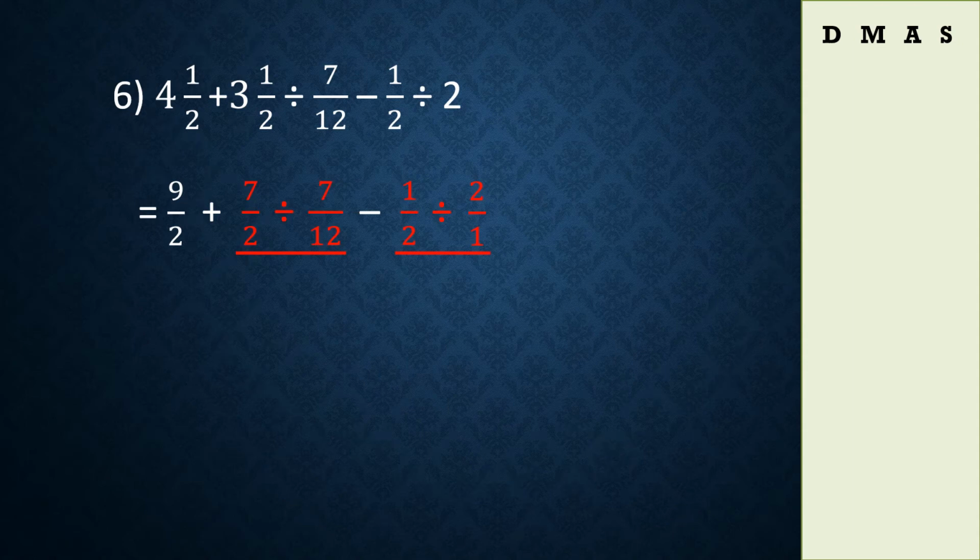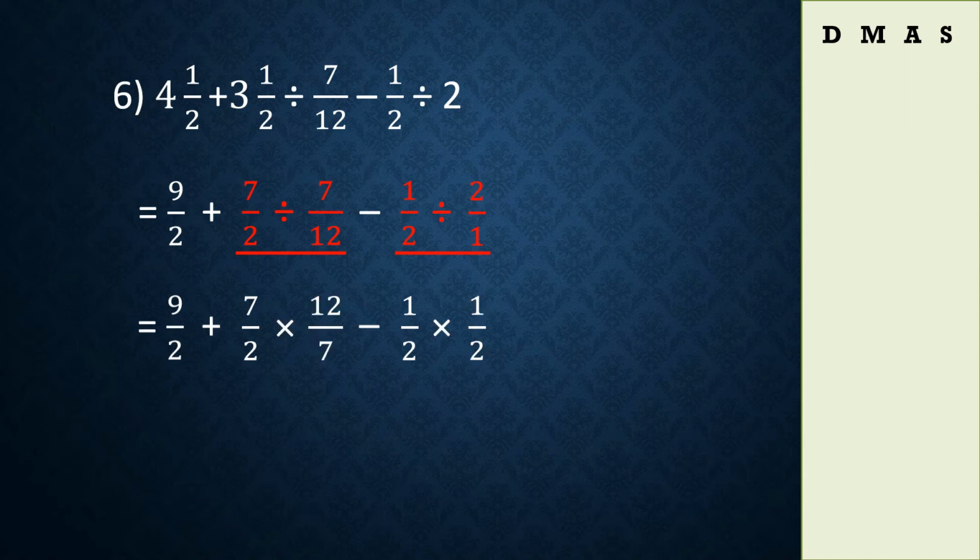So write 9 upon 2 plus 7 upon 2 as it is. To divide, first change division sign to multiplication sign and multiply by the reciprocal of 7 upon 12, which is 12 upon 7. Then write minus 1 upon 2 as it is. To divide, again change division sign to multiplication sign and multiply by the reciprocal of 2 upon 1, which is 1 upon 2. Now simplify.